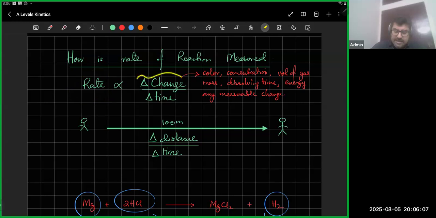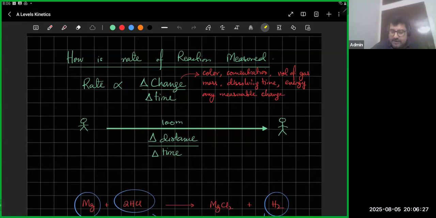It's the change that happens in a certain amount of time. ठीक है, तो वो 100 मीटर रेस की एग्जांपल ली थी कि how do you measure speed? कि it's how much distance changes with respect to time. So this change could be anything. For a reaction, it's not distance.